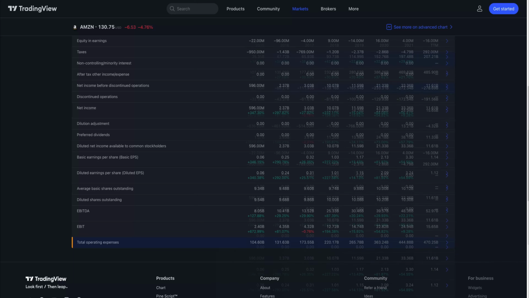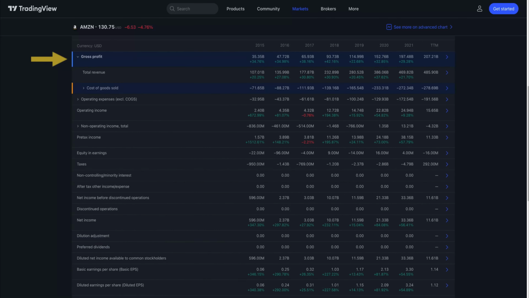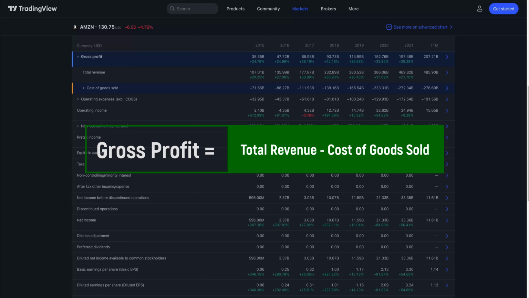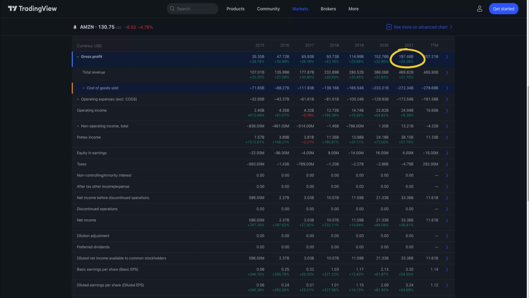Now let's turn our attention to gross profit, what it is, and how it is calculated. Gross profit is the profit a business makes after subtracting all the costs that are related to manufacturing and selling its services or products. In the TradingView, this bears the name cost of goods sold, and its value for 2021 was $272.34 billion for Amazon. There is always a minus sign prior to the number, as this number is always negative. Once we subtract the cost of goods sold from the total revenue, we will get the gross profit. In our example, that number is $197.48 billion for 2021.